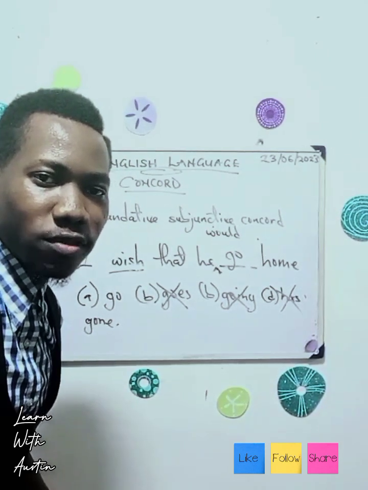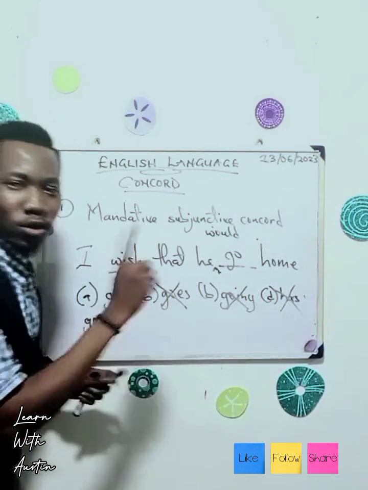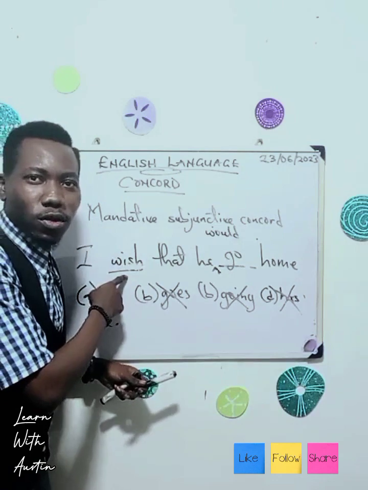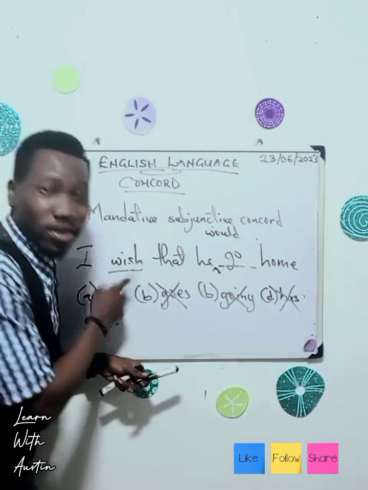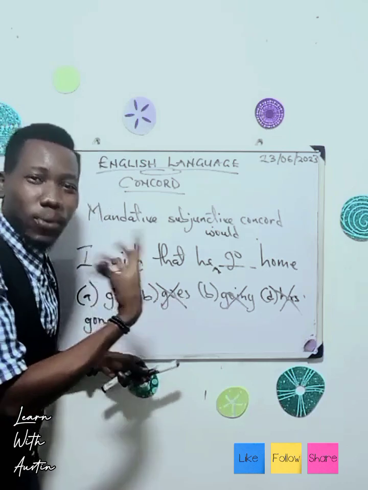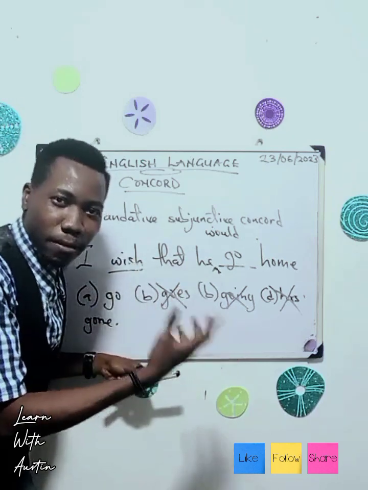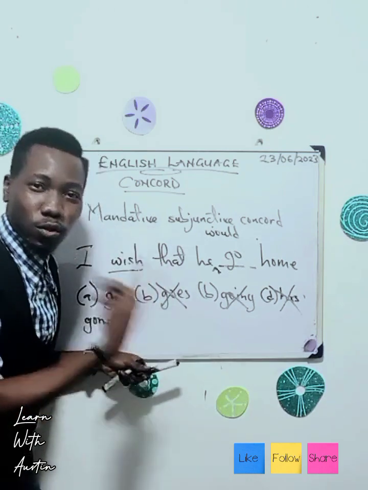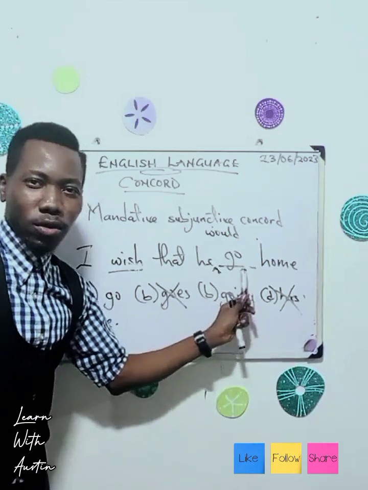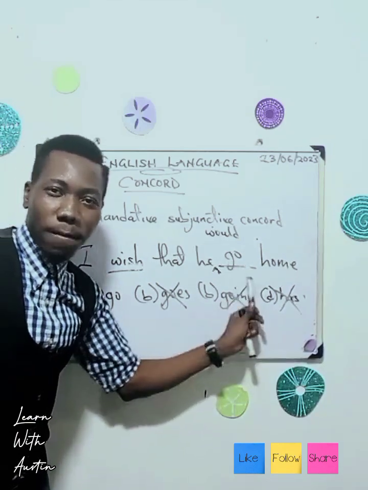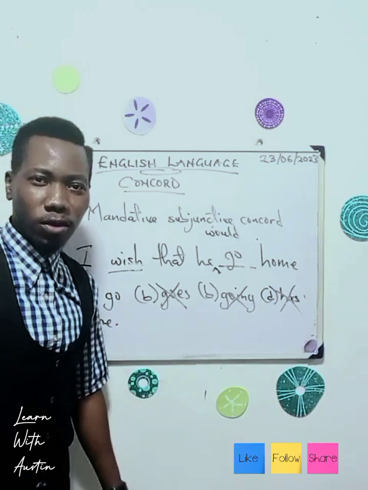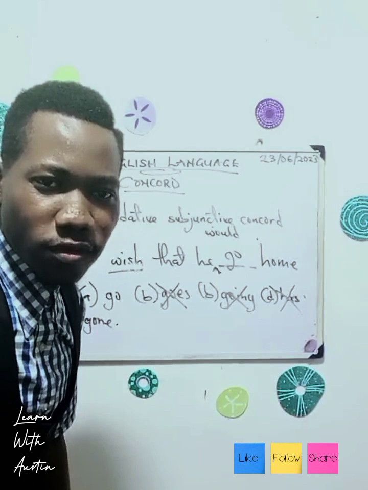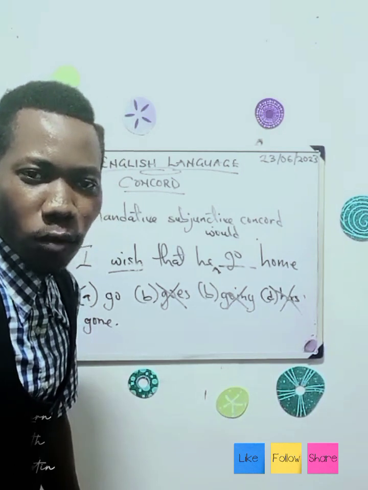No, in this case, what we are looking at is that anytime you see such words, wish, recommend, suggest, I suggest that, I pray that, I demand that, I request that, I resolve that, those words, the verb that will come after it has to be what? Plural. Go. But when you use wish, the verb should be past tense. I wish that he go home.